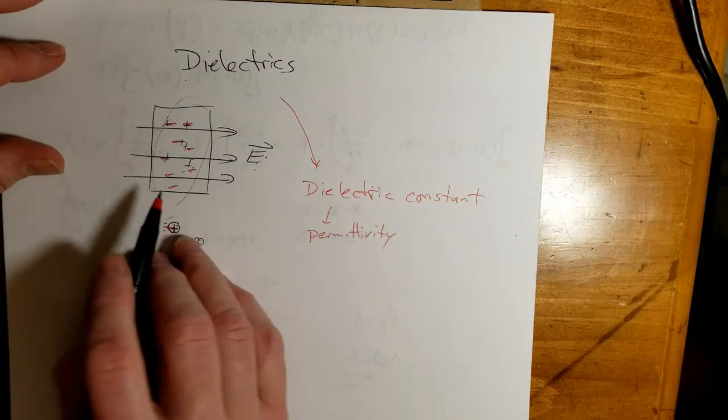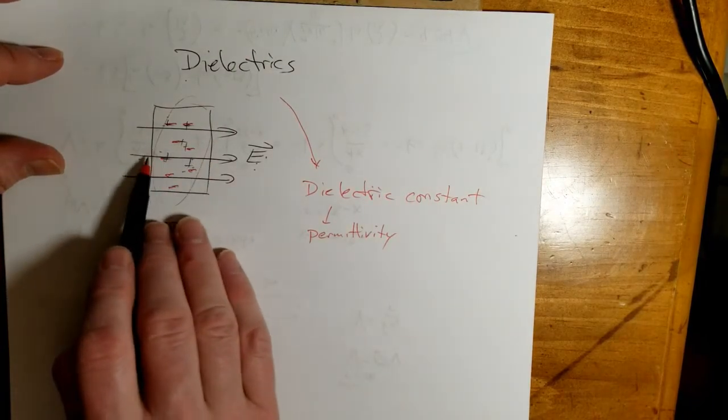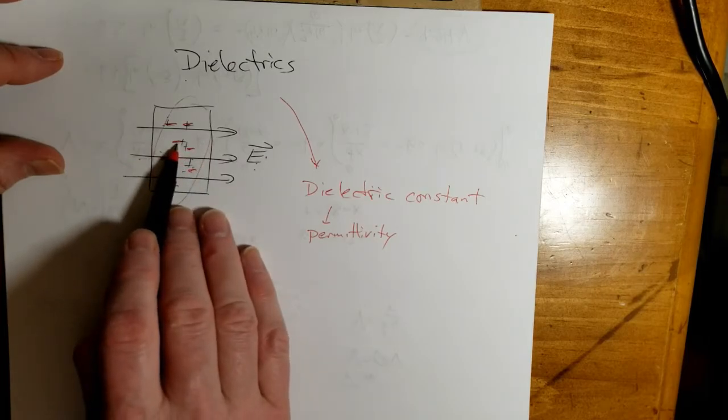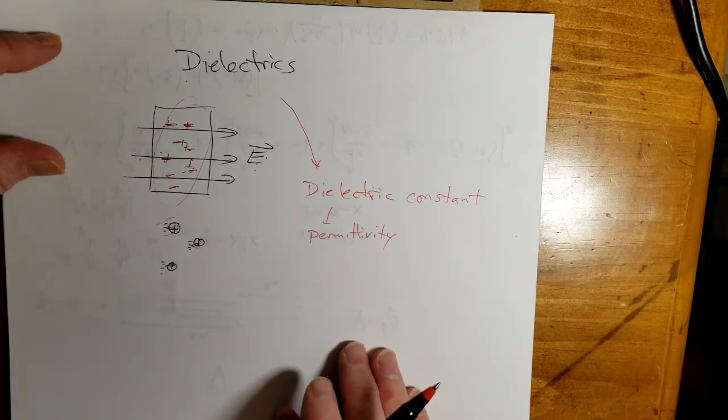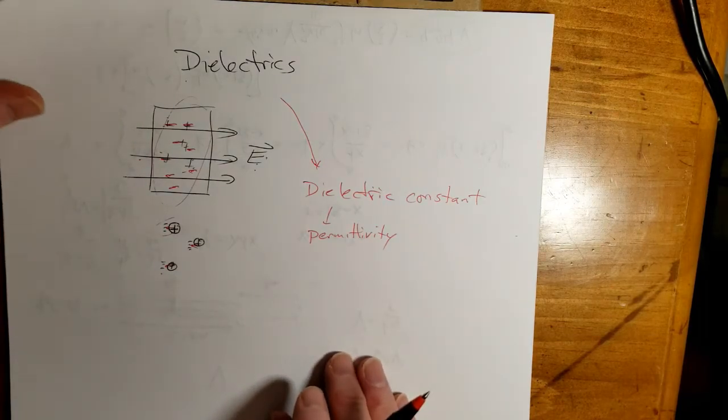Now, at some point, there's going to be enough electric field here, or there's enough potential difference, that it is going to cause the dielectric to break down. And so that's when you get into things like the dielectric strength, and that's when you can start blowing holes through things.